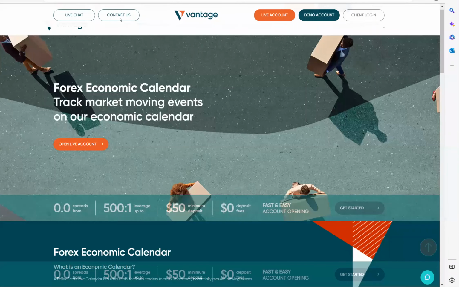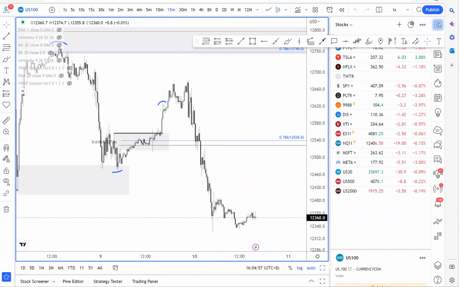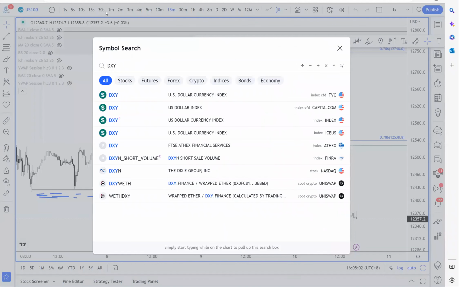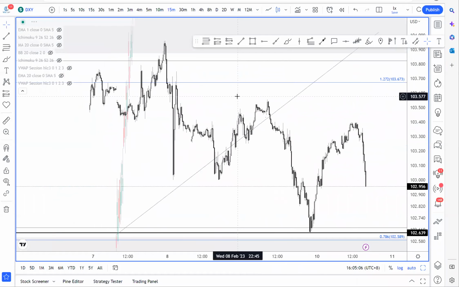Next up, we have our charts. Let me just bring up the charts. Let's take a look at the dollar index first. I like to start off with the dollar index so we get a gauge of roughly how the dollar is doing.